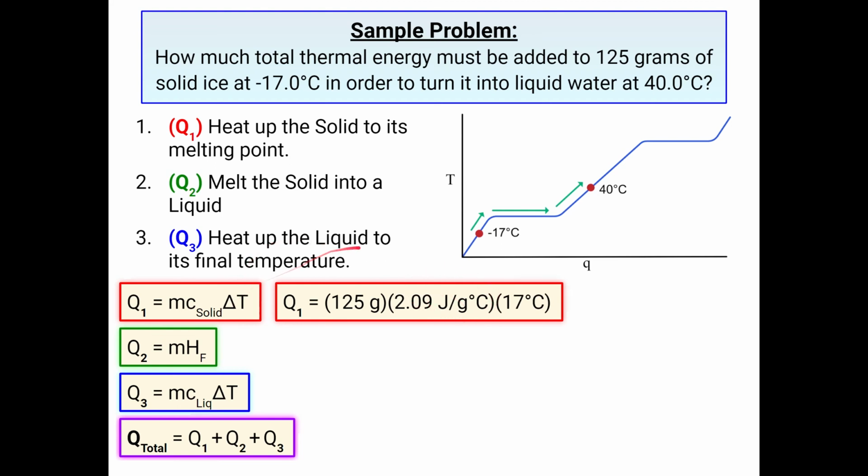And the change in temperature at this first phase, remember that it goes from negative 17 to 0? Well, that's an increase of 17. So for our delta T, we plug in 17 degrees Celsius.